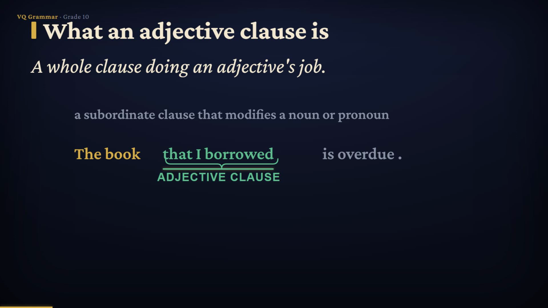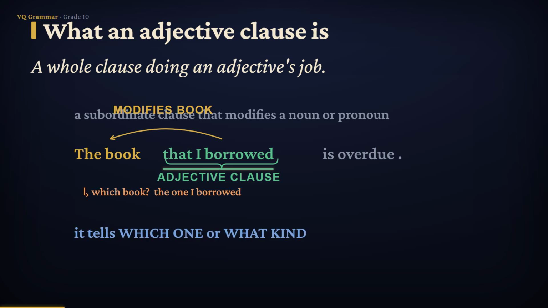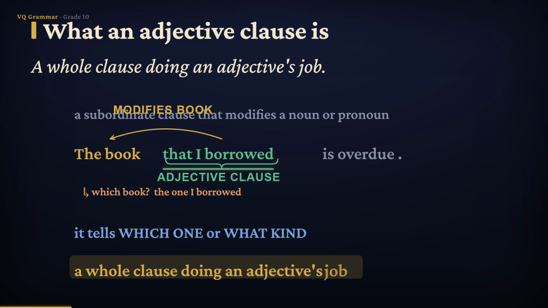So what is that clause actually doing? Ask the question, which book? The one I borrowed. The clause reaches back and modifies the noun, book. That's the heart of it. An adjective clause tells you which one, or what kind, exactly the way a single adjective would. Only instead of one small word, you get a whole clause doing an adjective's job.